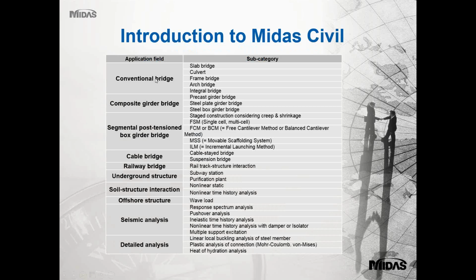Midas Civil, which we will be using today, is a bridge analysis and design software. It can do conventional bridge analysis such as slabs, culverts, frames, arches, and composite girder bridges, which we'll be showing today, segmentally constructed post-tension box girder bridges, which involve different construction methods like segmental or span-by-span construction, cable bridges like cable-stayed and suspension bridges, and underground structures. You can also do seismic analysis and detail analysis, which involves lateral torsional buckling analysis for plated girders.